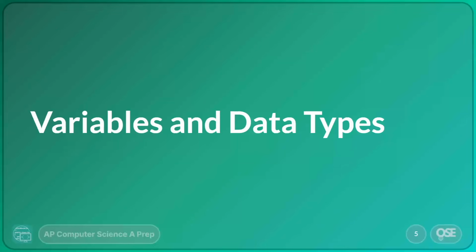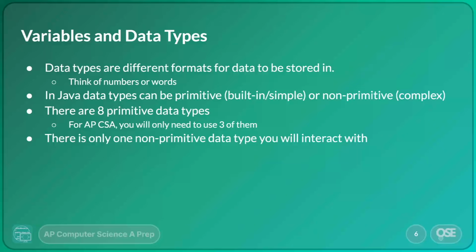Okay, now let's get started with variables and data types. Data types are just different formats for data to be stored in. Think of numbers or words. In Java, data types can be either primitive, which are built-in or simple, or non-primitive, which are complex. We're going to go into each of the separate data types in a bit. Essentially, in Java, there are 8 primitive data types, but for APCSA, you're only going to need to use 3 of them. And there's only one non-primitive data type that you will interact with on the AP exam.